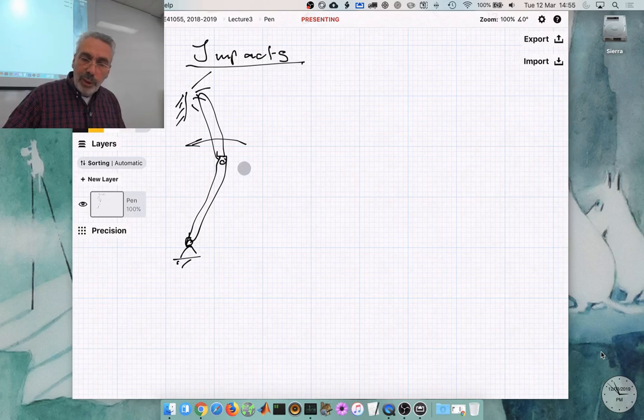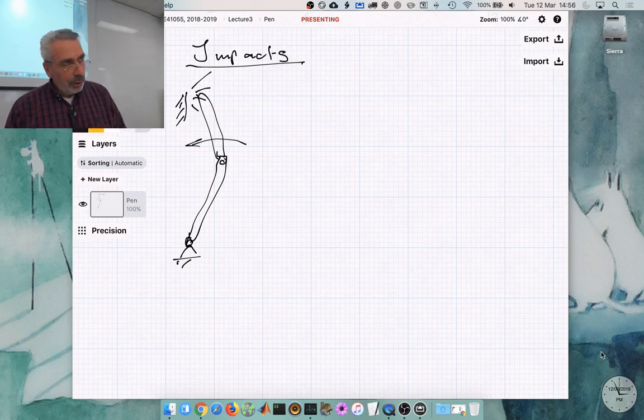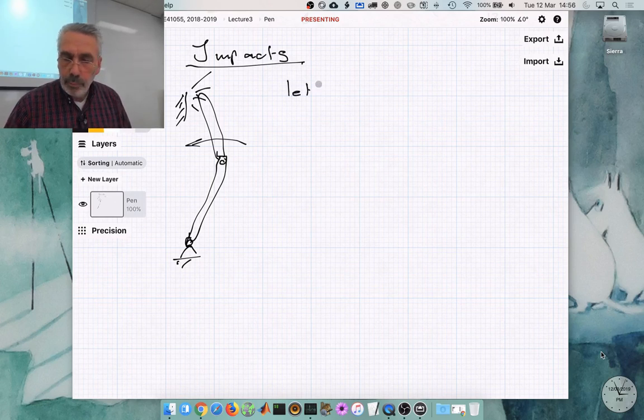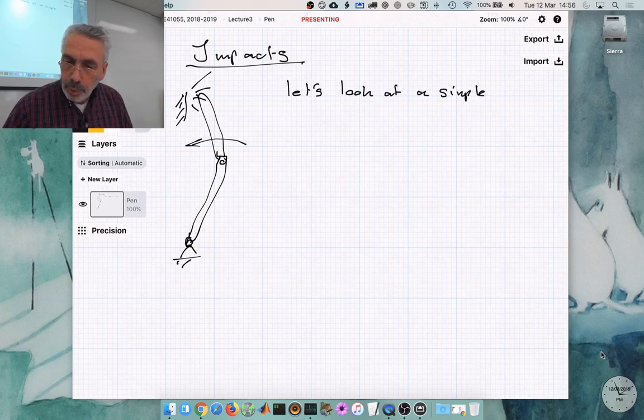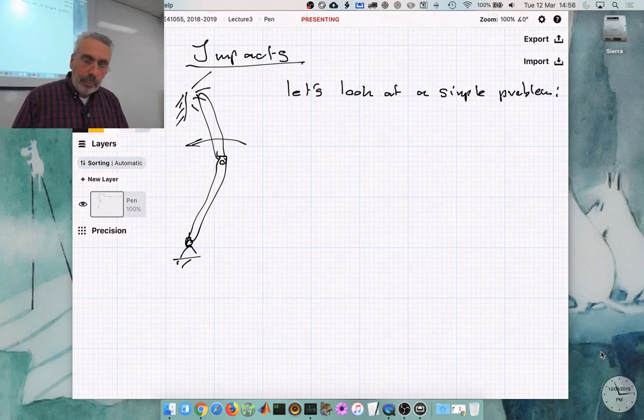Now, for these kind of systems, we want to do our calculation. So, impacts within multibody dynamic systems. To understand what is going on, we're going to look at a very simple example. Let's look at a simple problem. So, what is a simple problem?